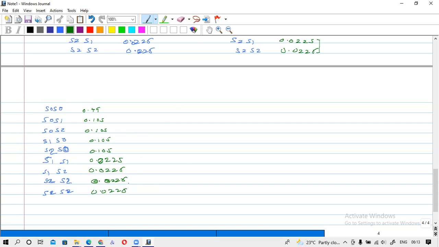Here, these are the two least probabilities. So I add them.